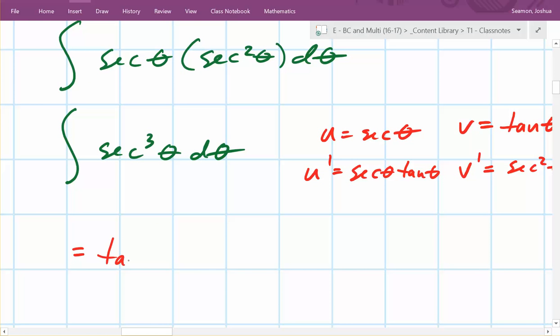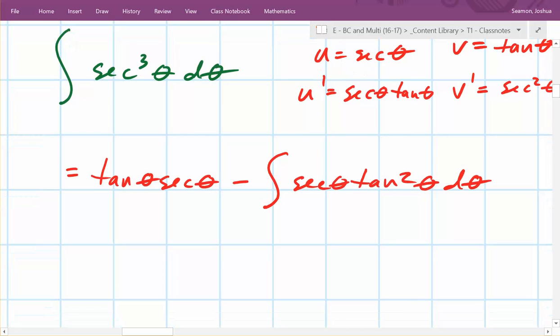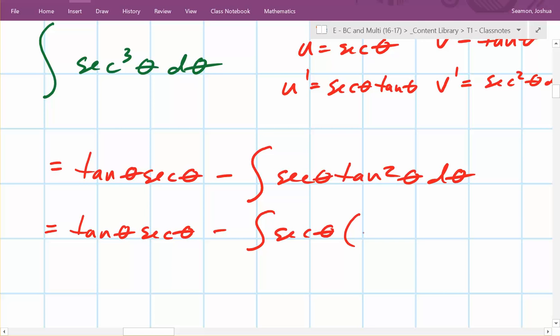That equals tangent theta times secant theta minus the integral of secant theta tangent squared theta d theta. Well, that's something, right? But what is tangent squared? It's secant squared theta minus 1. This right here is the key thing.